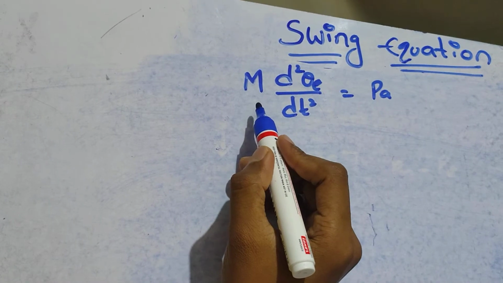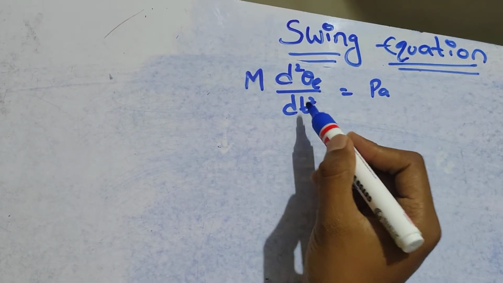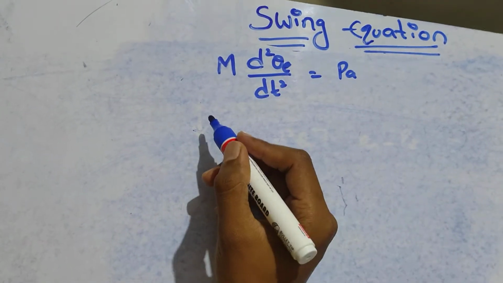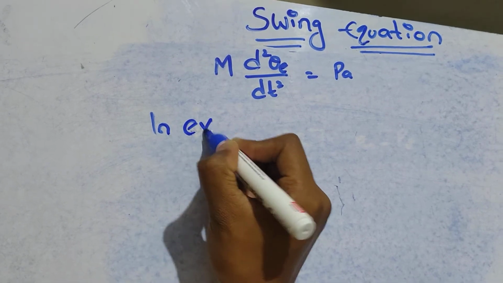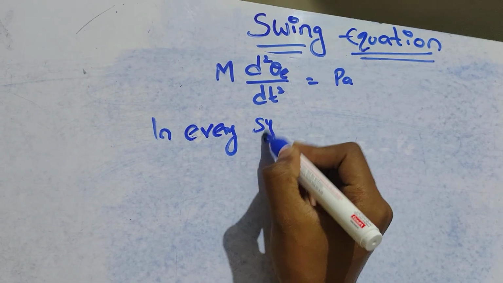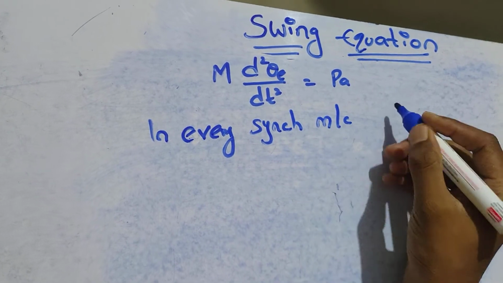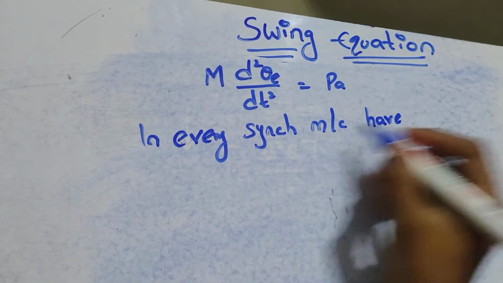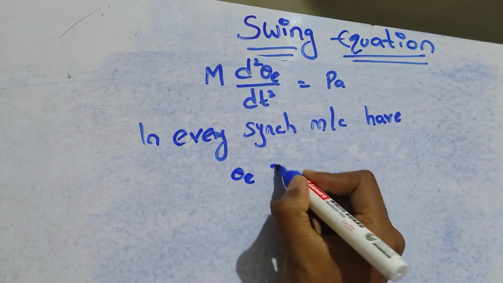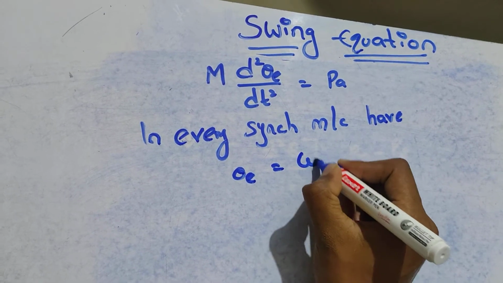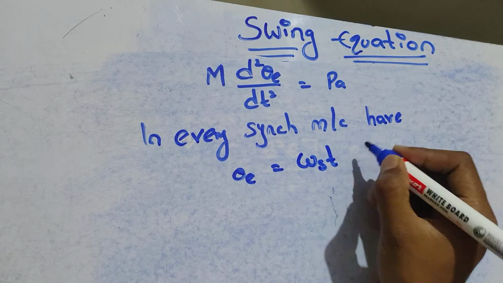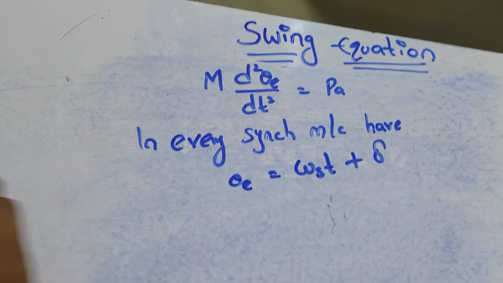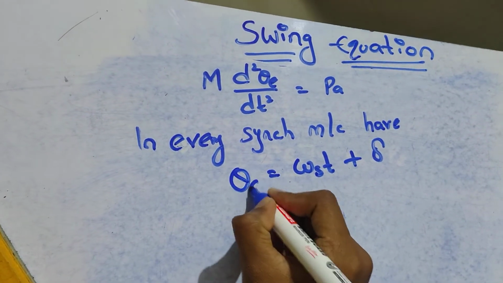So M into d square theta electrical by dt square is equal to Pa, where Pa is nothing but accelerating power. In every synchronous machine, the electrical angle is equal to omega st plus delta. So this is nothing but theta electrical.